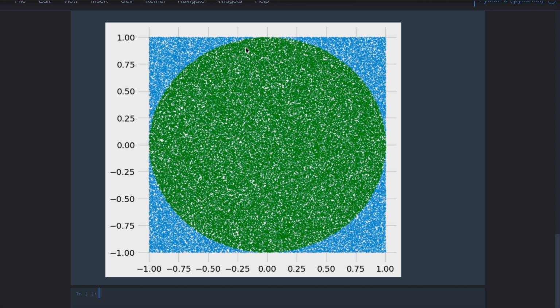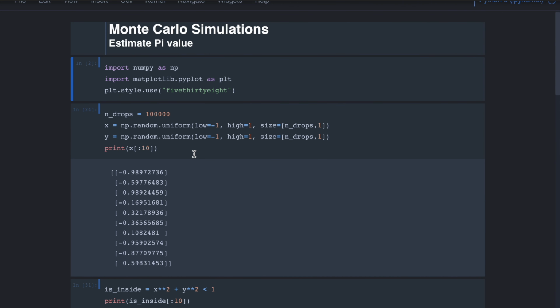Okay, again, to quickly summarize the problem, we have a square of side 2 meters. Then we have a circle inside the square of radius 1 meter. So we are dropping some raindrops from the top. Now they can fall anywhere within the square, right? Sometimes inside the circle, sometimes outside the circle, but still within the square. Now we are asking the question, what is the probability that the raindrop falls within the circle? After we find out the answer to that question, then we will find out how we can estimate the value of pi.